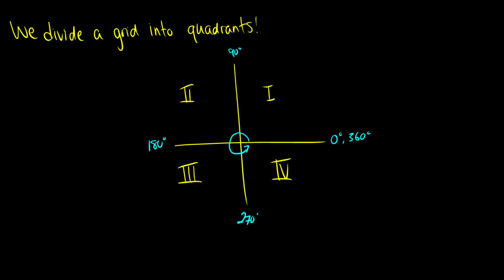So in quadrant 1, x and y are going to be positive. In quadrant 2, x is going to be negative, y is going to be positive. In quadrant 3, x and y are going to be negative. And in quadrant 4, x is going to be positive, but y is going to be negative. So you don't have to necessarily remember these, just remember which quadrant is which, and then you can sort of visualize things and figure out the signs if that is easier for you.